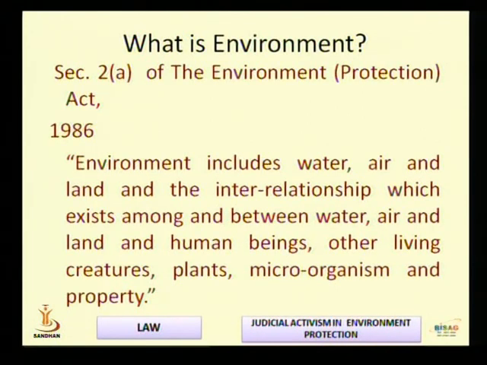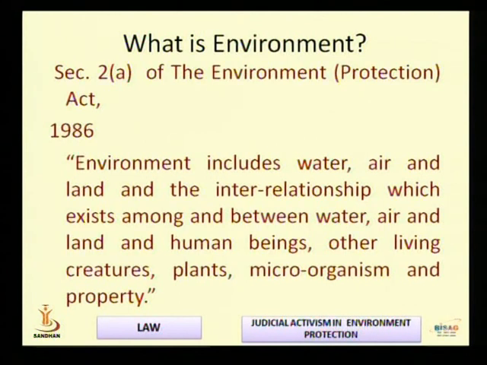These relationships are included in the environment, not only air, not only water, not only land, but the interrelationship is also covered under the heading of environment. So this definition makes it clear that not only the land, water, air, human beings are covered, but their interrelationship is also covered as environment.